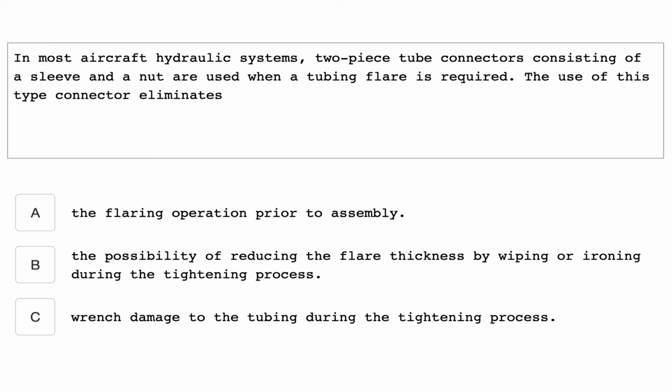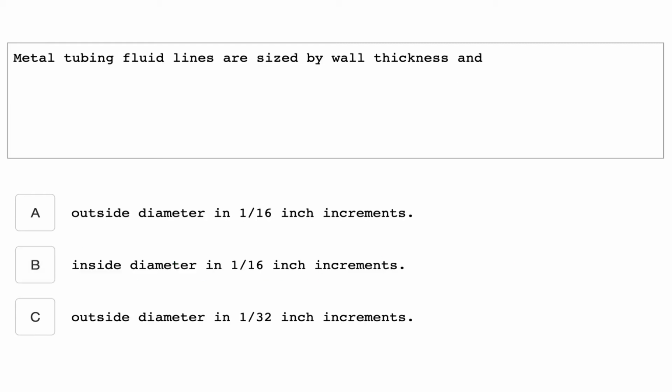The use of this type of connector eliminates the possibility of reducing the flare thickness by wiping or ironing during the tightening process. Metal tubing fluid lines are sized by wall thickness and outside diameter in 1/16 of an inch increments.